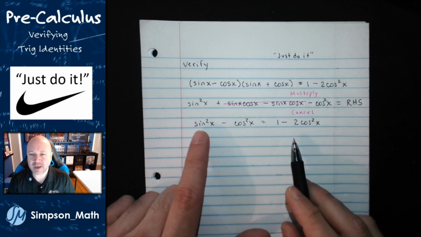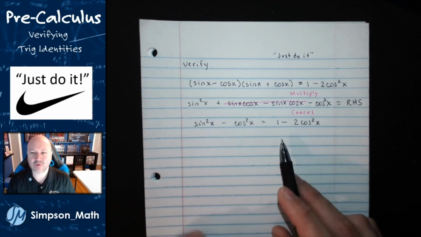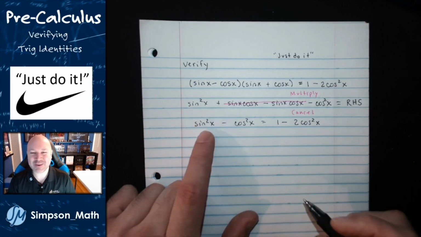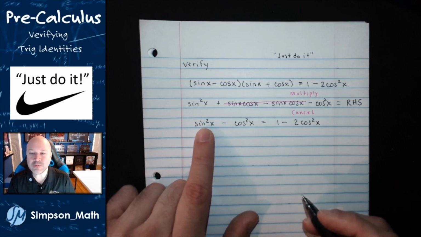And I'm looking at them, and the one on the left has a sine squared, and the one on the right does not. So I kind of need the sine squared to go away. There's a couple ways to do that. Maybe I could substitute something that it is equal to.